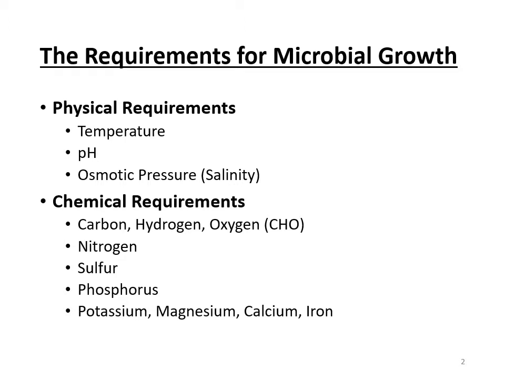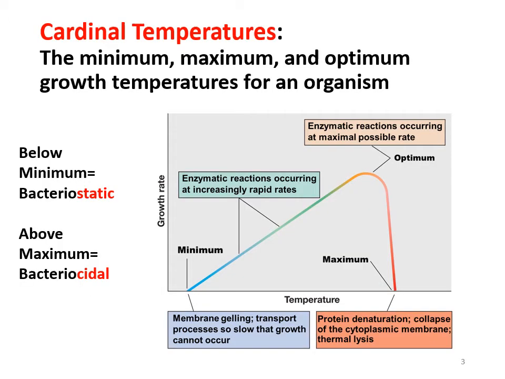And when we talk about the chemical requirements, in a little while we're going to go one by one and basically see what each of these is needed for in the cell. But before we get to that, we're going to go through the physical requirements, starting off with temperature. Temperature is going to be the first requirement that we talk about.